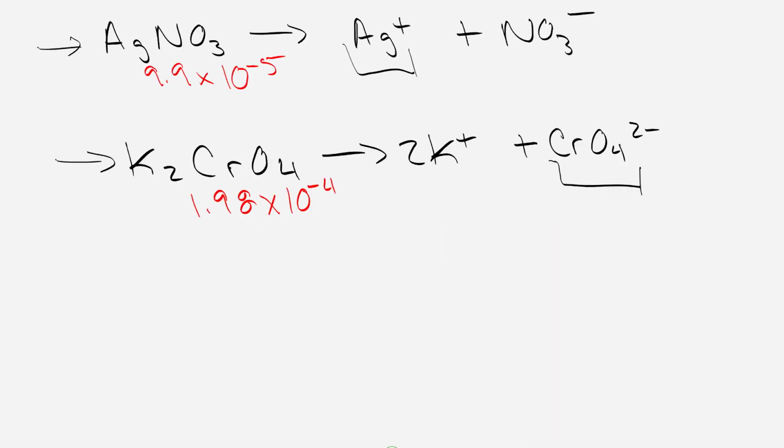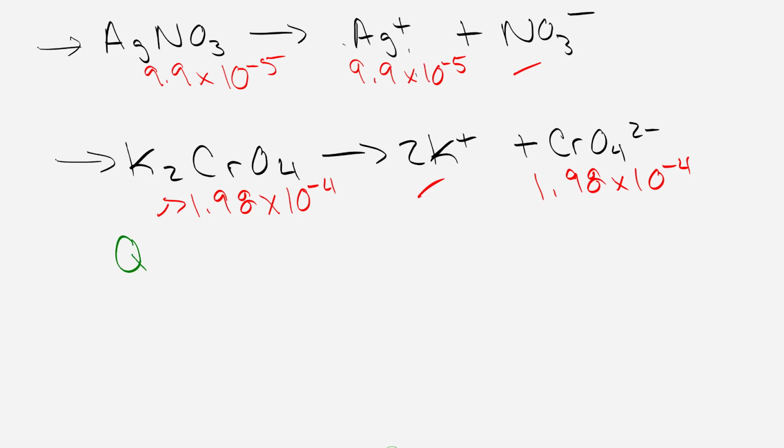So let's see what that looks like. So I come over here and I say, okay, so my concentration here is this 1.98. I'm not worried about this. I am worried about my chromate, but that's a 1-to-1 ratio. So my concentration here is 1.98 times 10 to the negative 4. And I also want my silver. And again, it's a 1-to-1 ratio. Let's not worry about our nitrate. And so its concentration is 9.9 times 10 to the negative 5. What we can do now is do our Q.